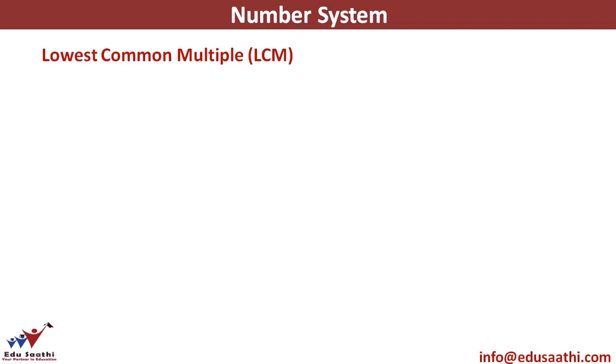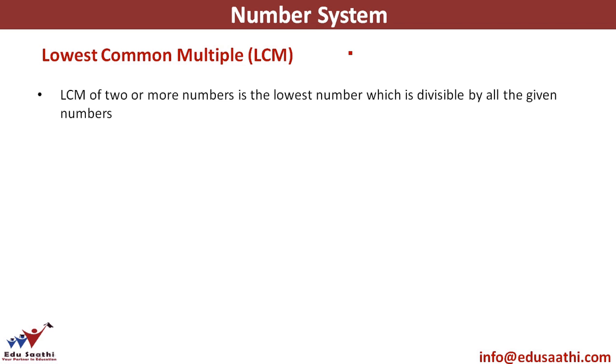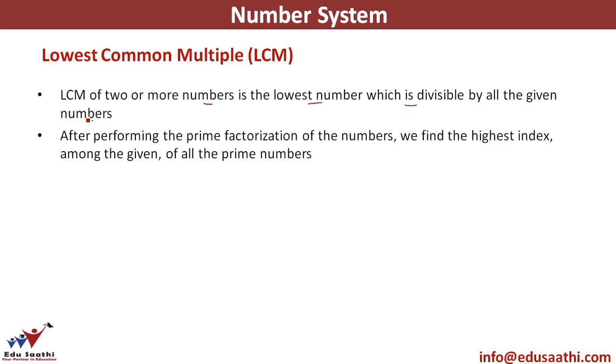Let's look at LCM now. LCM, as the name suggests, is the lowest common multiple. A multiple of a number is greater than or equal to the given number. So the LCM of two or more numbers is the lowest number which is divisible by all the given numbers. So with all the given numbers, I find a number which is divisible by each of the numbers given.